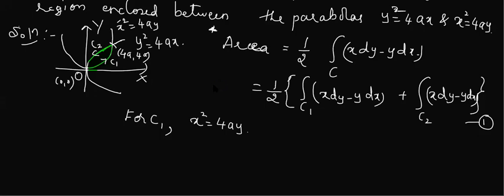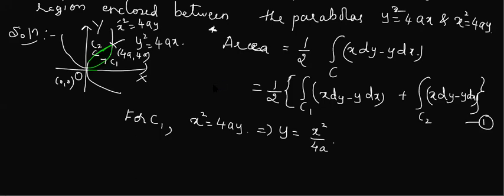Let us convert everything in terms of x only here. So x square is equal to 4ay means what is y? y is x square upon 4a. Correct. So this y I can write in terms of x.